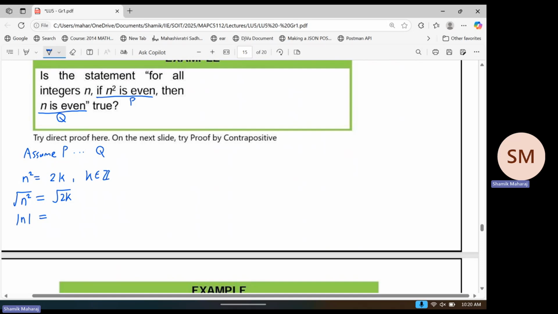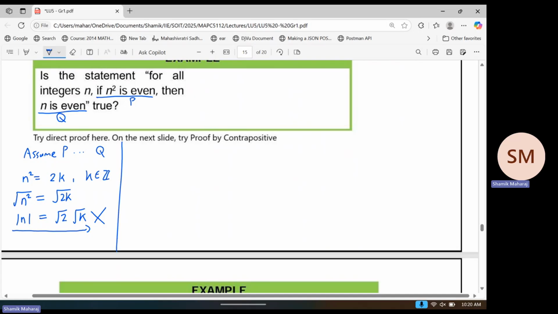And this side we will get square root of 2 times square root of k, we can't simplify much. So it's already a bit of trouble here. We can't really go further. I mean, we probably can. There is definitely a way, but it's probably too difficult for us to stress about when there's an easier method. So this shows us we should probably ignore that and try the contrapositive.